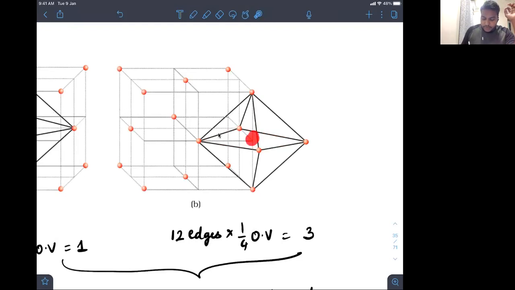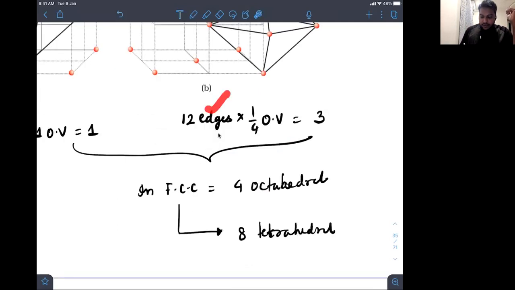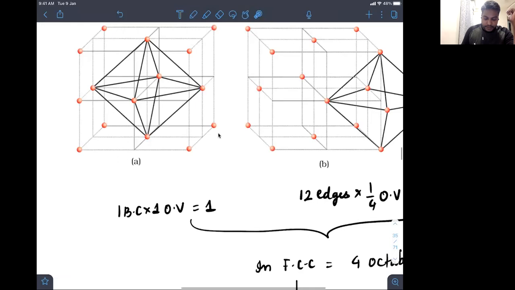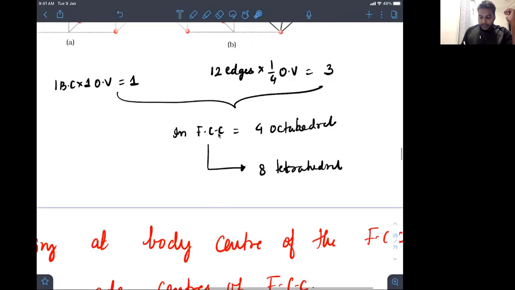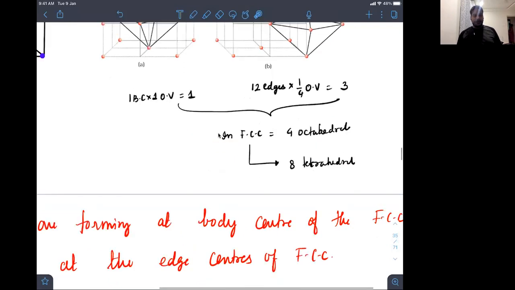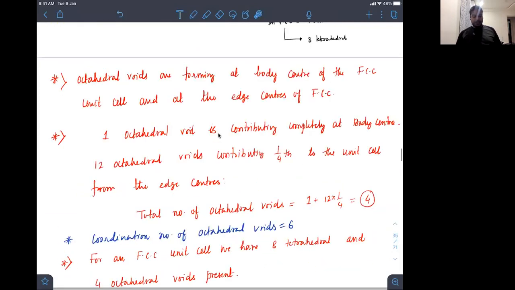And you know that an edge will contribute how much? Edge contributes 1/4 to the unit cell. So you can see we have 12 edges contributing 1/4 of the octahedral void. Total makes it 3 octahedral voids. And here we found that within the unit cell we have 1 octahedral void. So total how many octahedral voids will we have? 4 octahedral voids. So that's important information, students, that in FCC we have 4 octahedral voids and 8 tetrahedral voids. Clear, everyone?